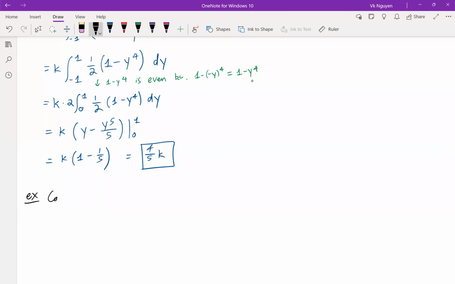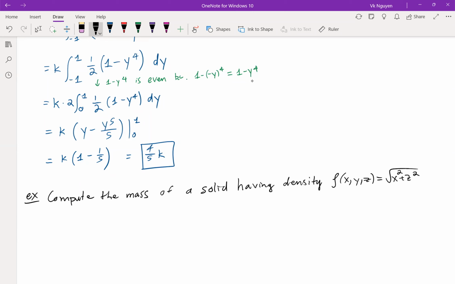Computer math. Of a solid having density rho x, y, z equal root of x square plus z square, and is bounded by the surfaces y equal x square plus z square, y equal 4. Okay, shouldn't be too bad.